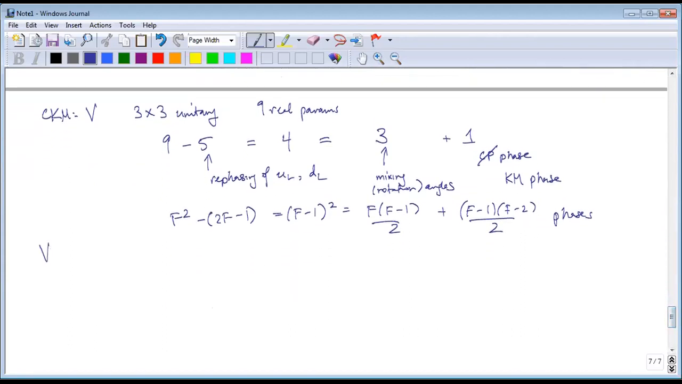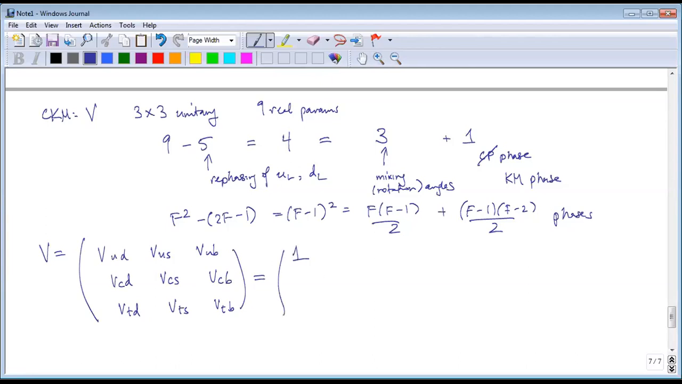We write out the V matrix, and let me just write it out in terms of how people generally define the entries. They're generally rewritten as the following. So we have VUD, VUS, VUB, VCD, VCS, VCB, VTD, VTS, VTB. And we can parameterize these. We see it has 4 parameters in there. It can be parameterized a variety of different ways, but here's the standard one.